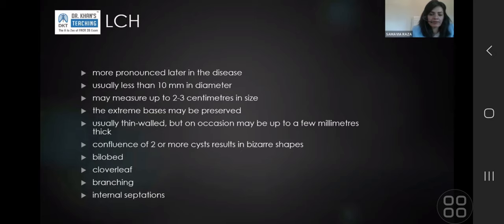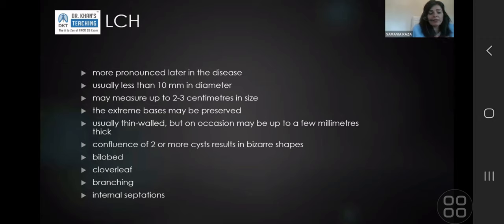To clinch the diagnosis of LCH, you want follow-up scans and you want to be able to find the cyst that on the previous scan was a nodule. So you can be sure that this is the nodule that cavitated and became a cyst. And if you see multiple nodules turning into cysts, you are very confident in labeling it LCH.